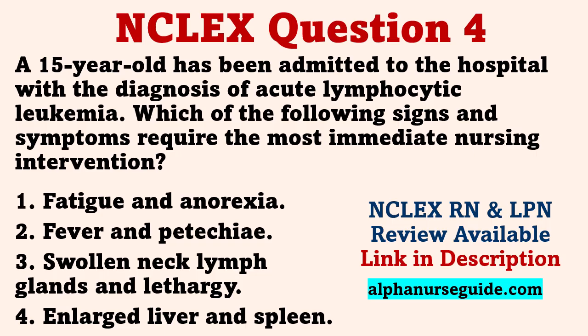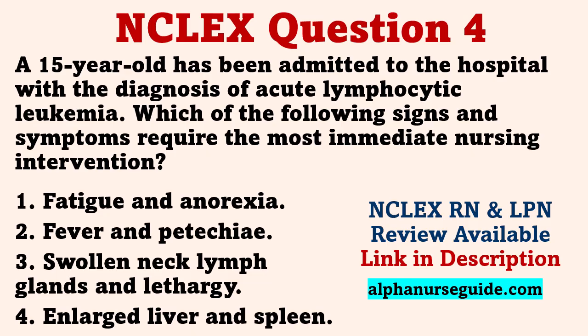The correct answer is 2. Fever and petechiae associated with acute lymphocytic leukemia indicate a suppression of normal white blood cells and thrombocytes by the bone marrow and put the client at risk for other infections and bleeding. The nurse should initiate infection control and safety precautions to reduce these risks.